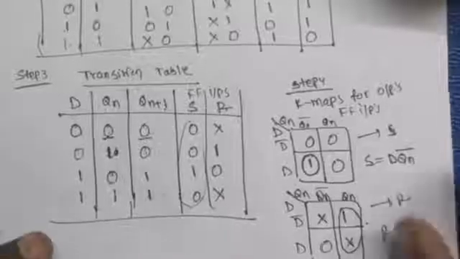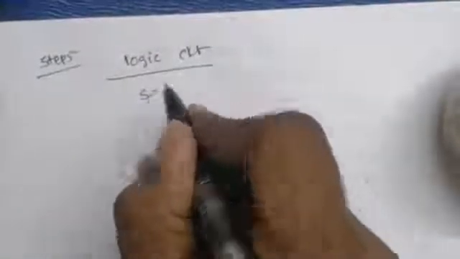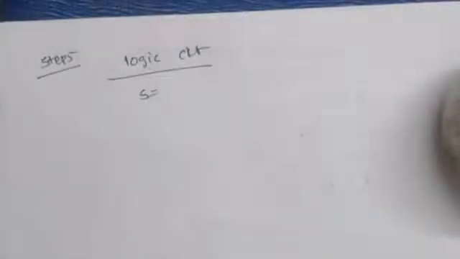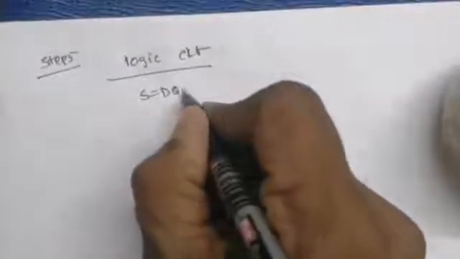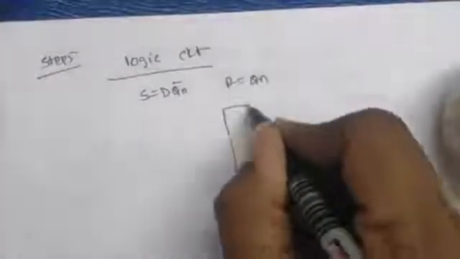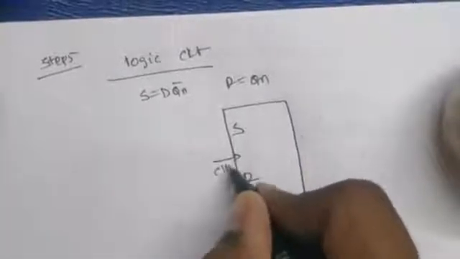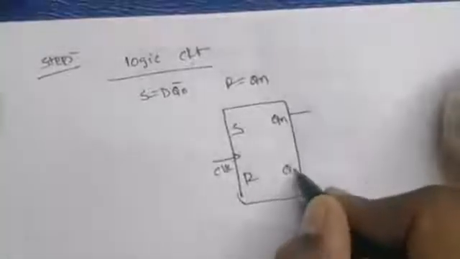Either way, there is no problem. Finally, the last step, we have to discuss its logic circuit. That is step 5, the logic circuit based on outputs. Here S is equal to D Qn bar, which we already derived from the Kmap, and R is equal to Qn. After getting this, your originally available flip flop is the SR flip flop, which has a clock signal.